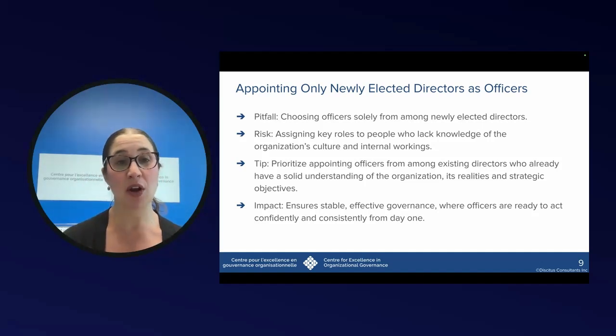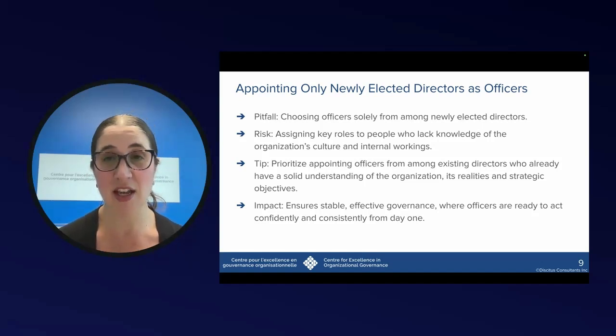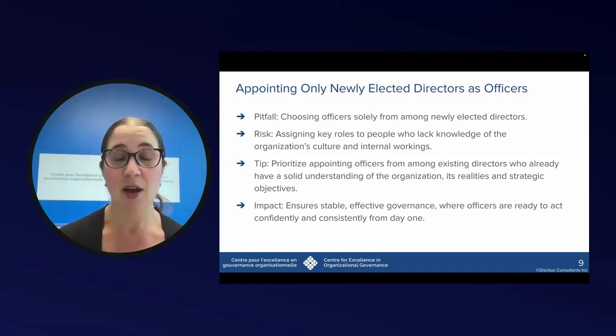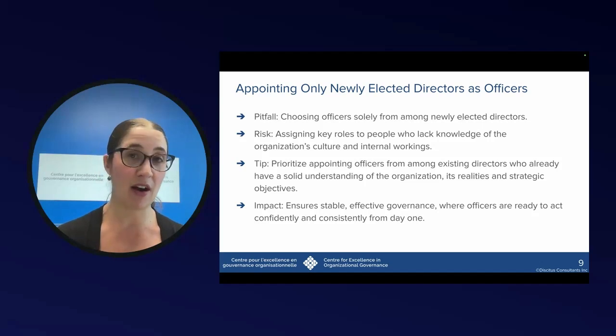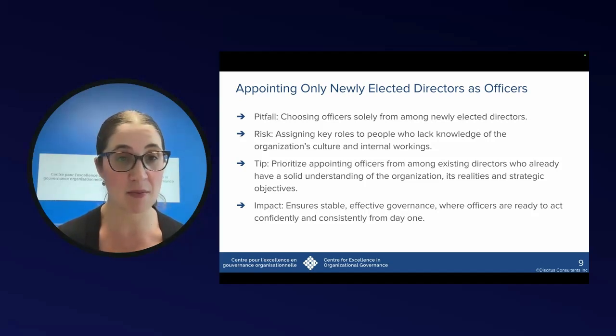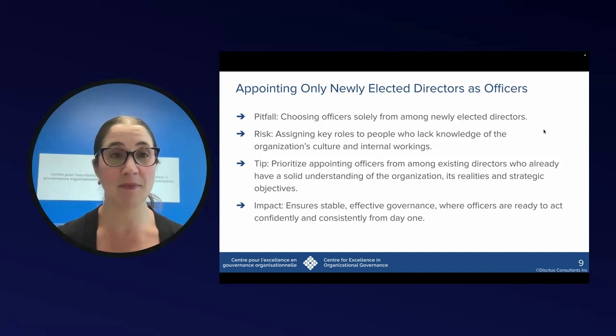The tip here is prioritize appointing officers from among existing directors, those people who already have a solid understanding of the organization, its realities, and strategic objectives. There might be exceptions here, but in general, try to select your officers among directors who have been there at the board level for some time. This will help you ensure stable, effective governance where officers are ready to act confidently and consistently from day one.